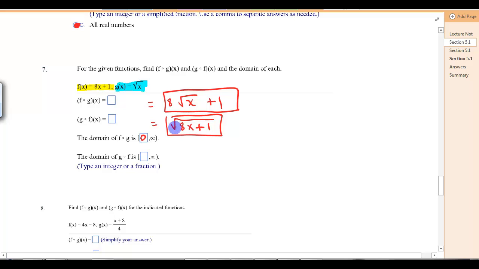Now on this one, under the radical is 8x plus 1. So we want to take that 8x plus 1 and say that thing has to be greater than or equal to 0. And we solve it. 8x has to be greater than or equal to negative 1. x has to be greater than or equal to negative 1/8. And so over here inside this box, we've got negative 1/8 in that part right there.